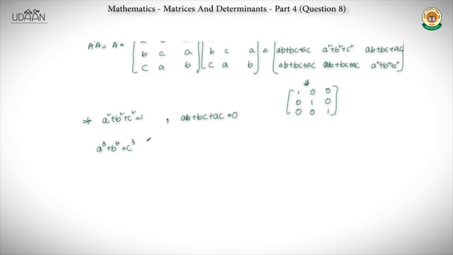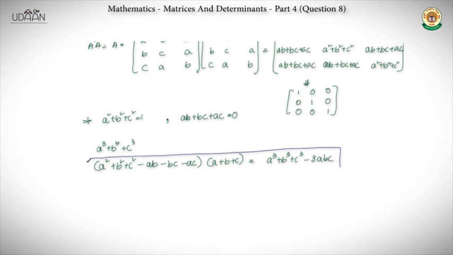We all have learned this equation in our 10th class. A square plus B square plus C square minus AB minus BC minus AC, into A plus B plus C, is equal to A cube plus B cube plus C cube minus 3ABC. This is something which we all know since we've previously learnt it, and I would suggest you to revise certain formulas such as these. So we are going to use this identity.